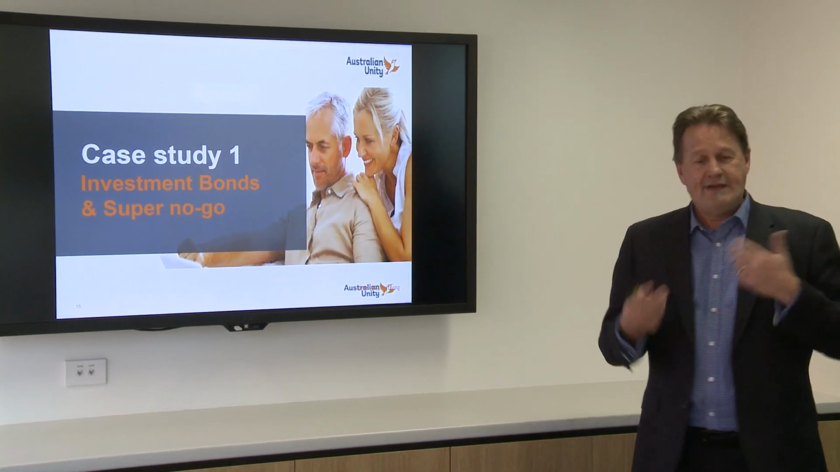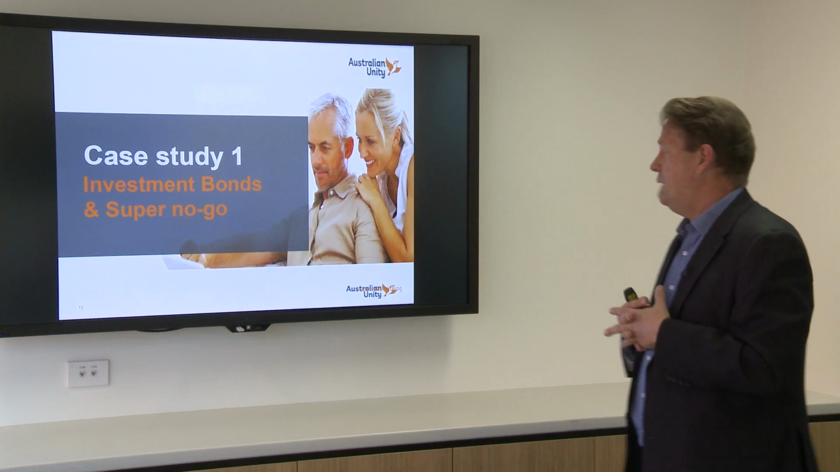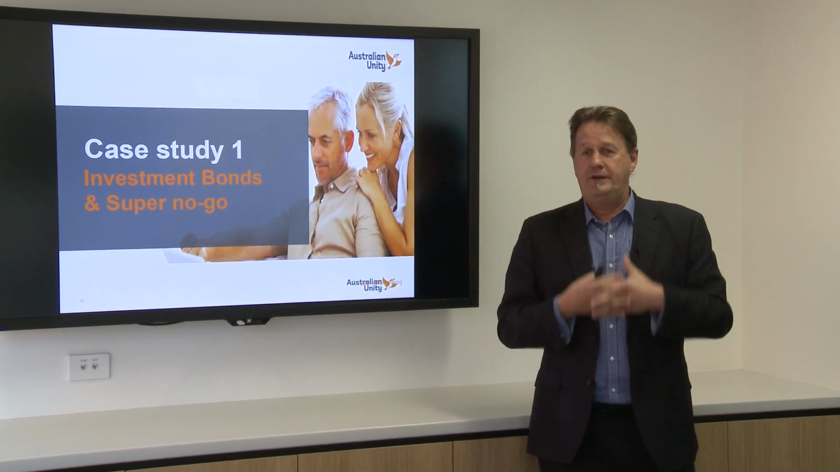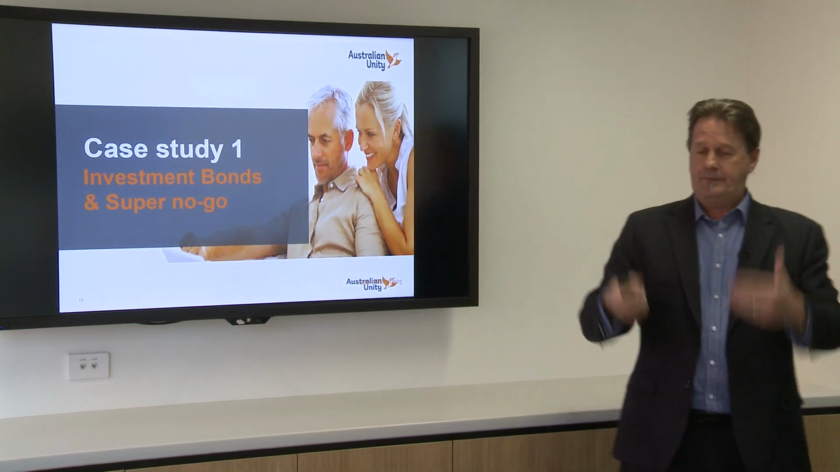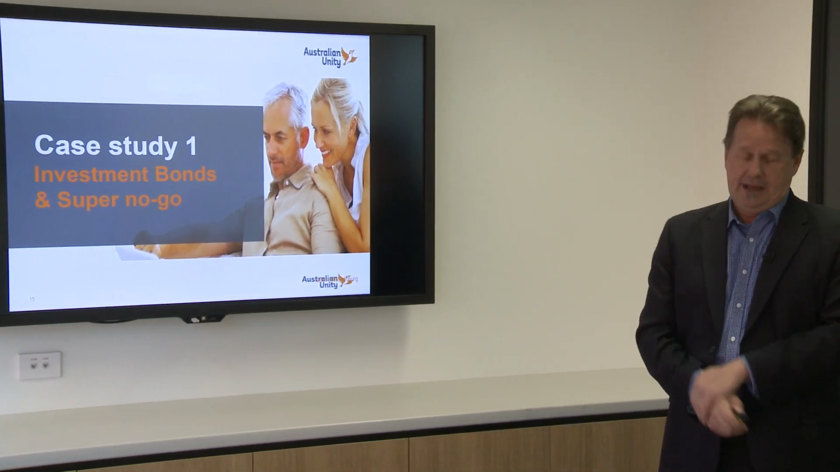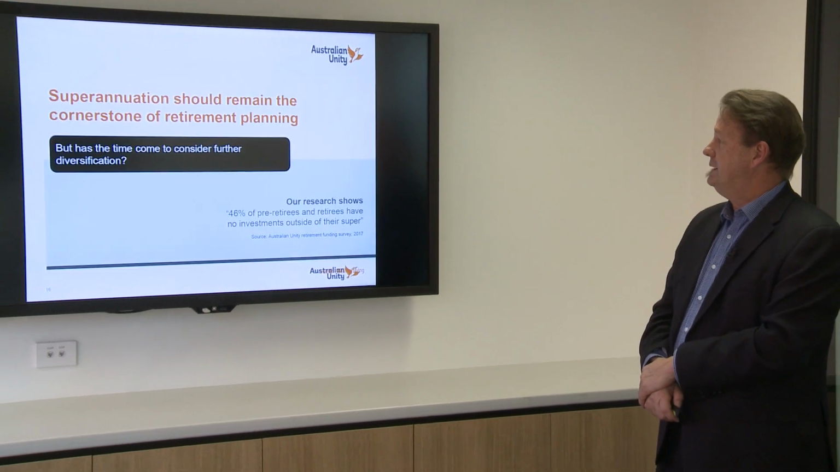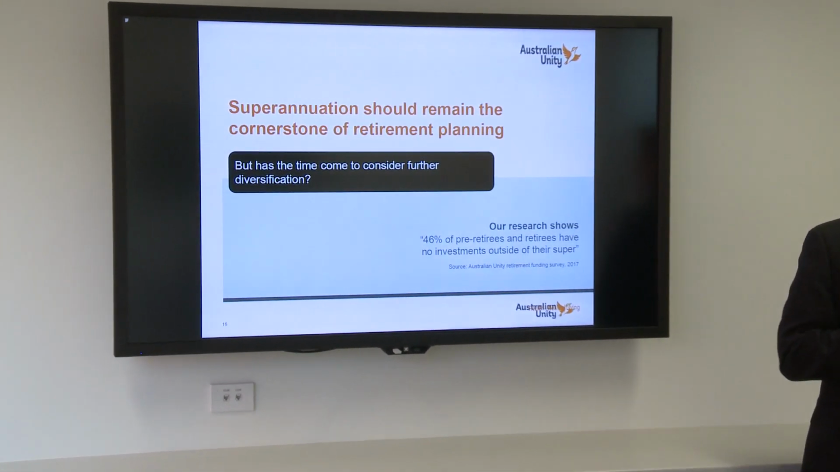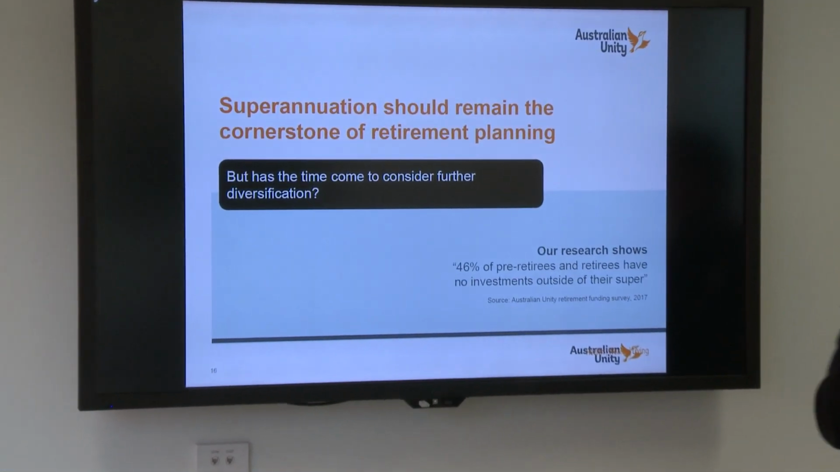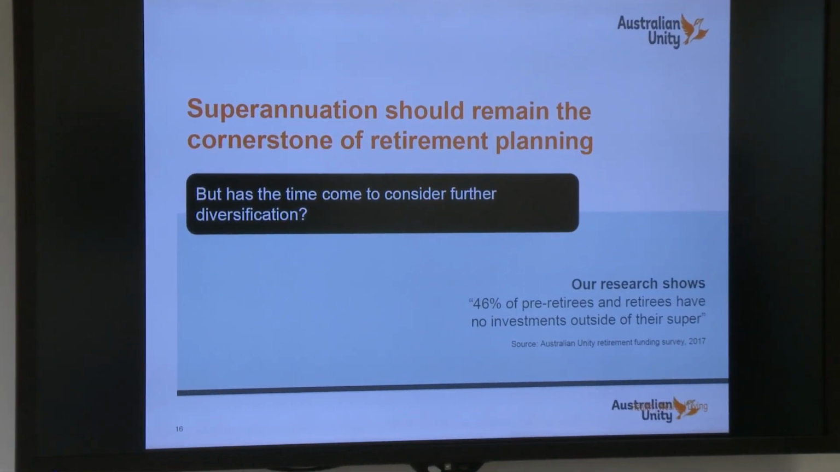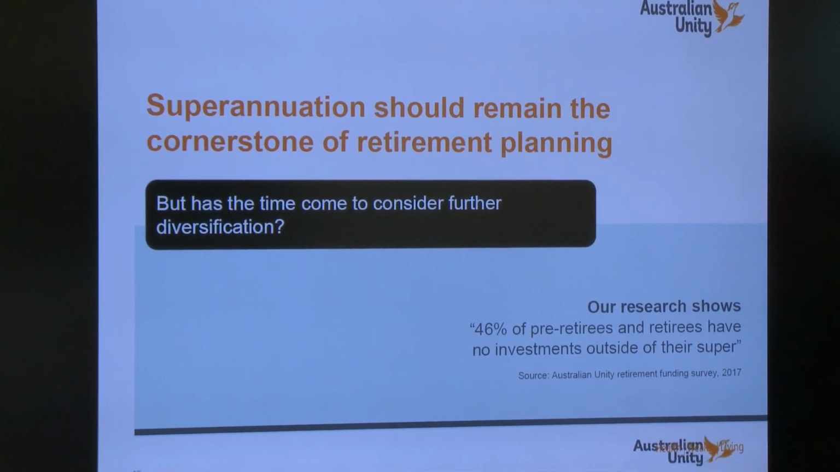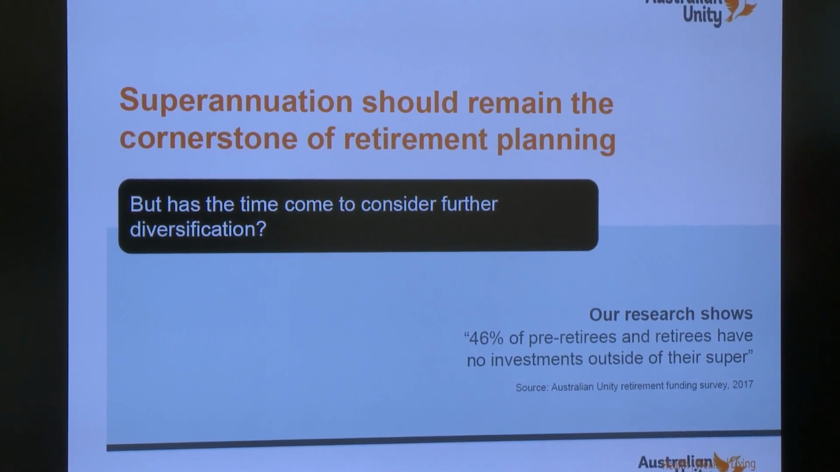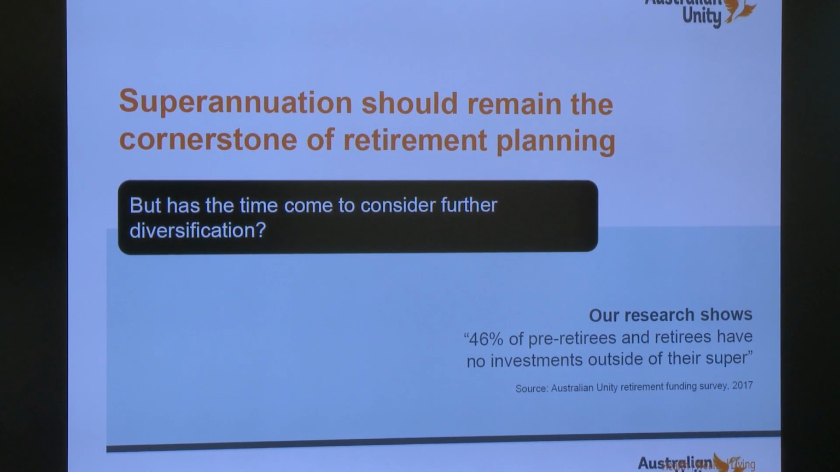So I want to have a look at some case studies now, and this first one is really about investment bonds and super no-go. So for that client that can't get the amount of money that they want to get into super, there is no doubt that super should be the primary source of retirement savings. If you're looking to save effectively for retirement, super clearly is the way to go. But we really need to start thinking about diversification.